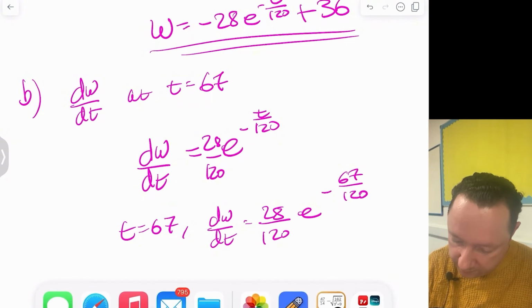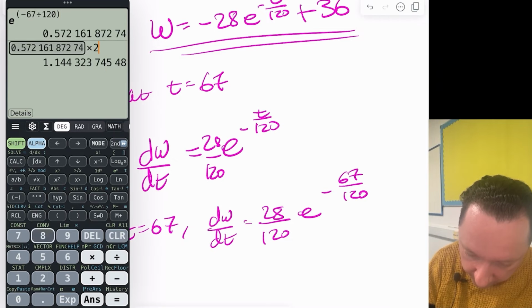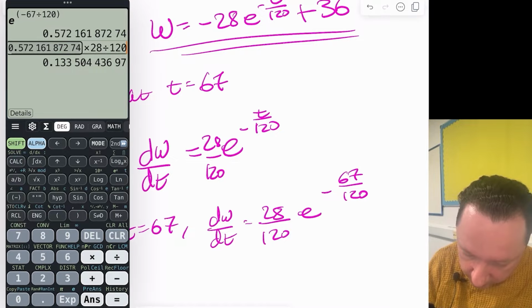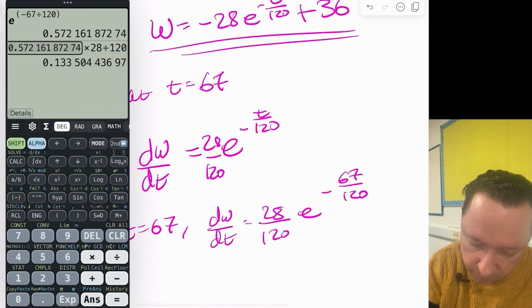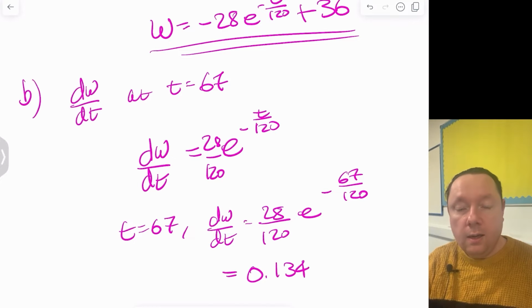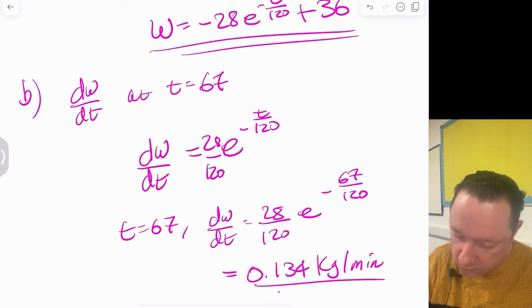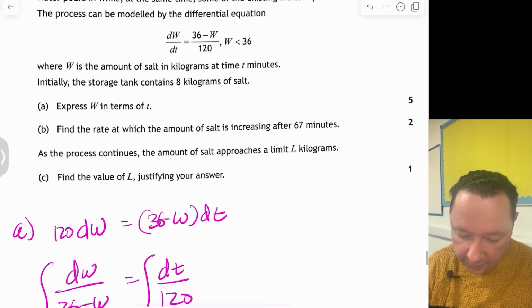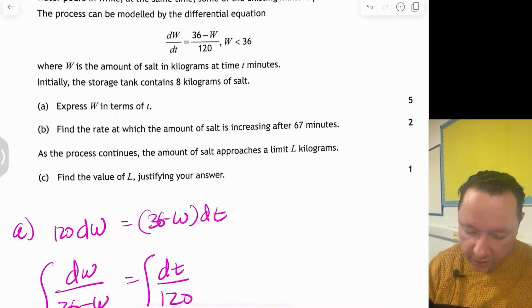Doing that in a calculator then, e to the power of minus 67 over 120 is that, times 28 over 120 is 0.134. And the rate would be kilograms per minute. So we're done there. Part C. As the process continues, the amount of salt approaches a limit, L kilograms. Find the value of L.